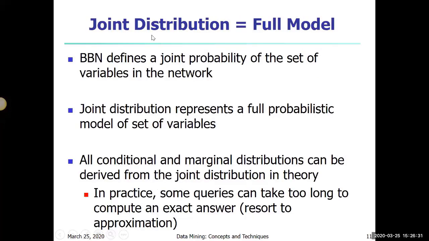Here again, we want to re-emphasize the points that we made earlier. When you have a joint distribution, you can compute marginal probability. You can compute conditional probability. It's a full model. You can answer any questions related to this.